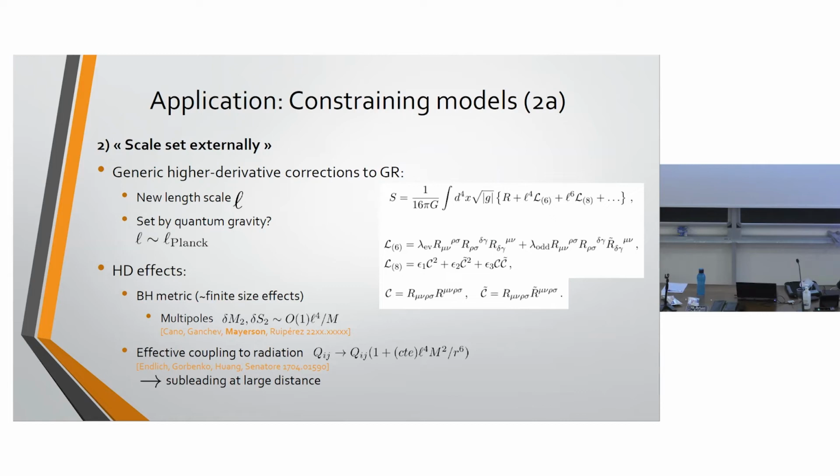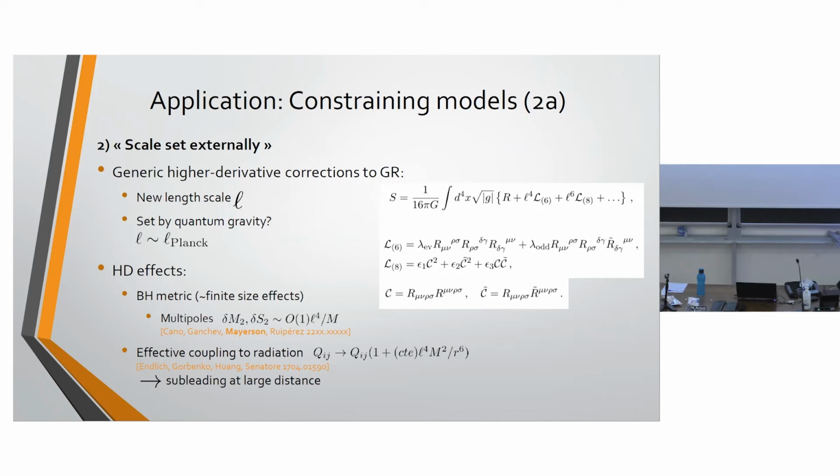Then there's the effect where the radiation couples to the orbit of this binary system in a different way. But you can show that again, the Einstein quadrupole formula is the leading order effect on the radiation, and the higher derivatives give you a sort of renormalization of what the quadrupole is that couples to the radiation.